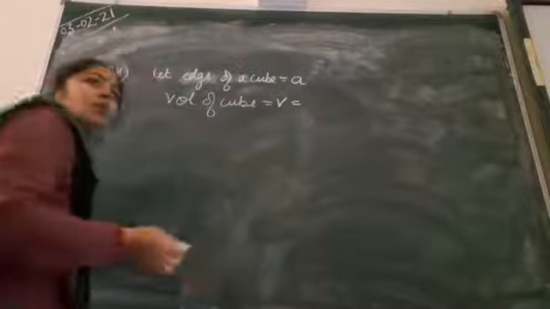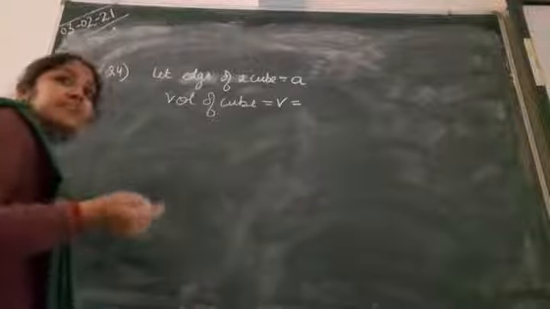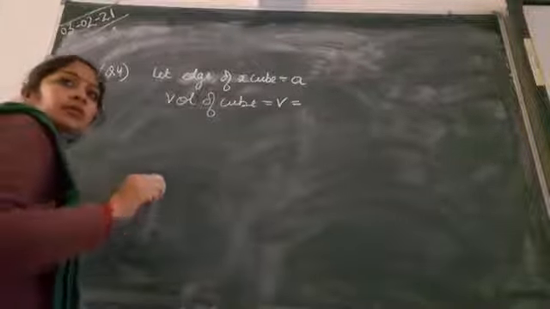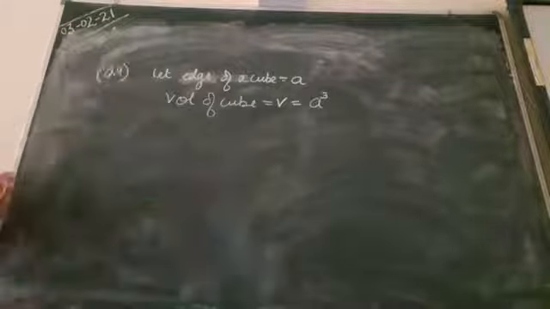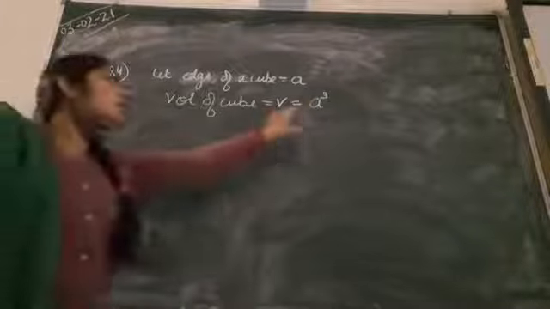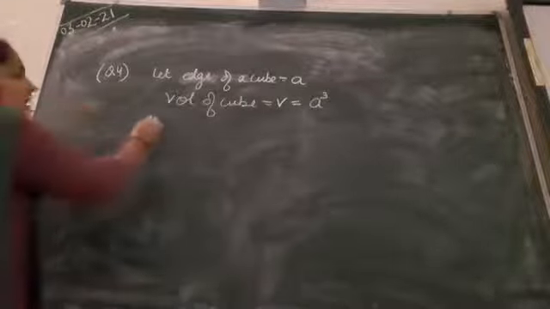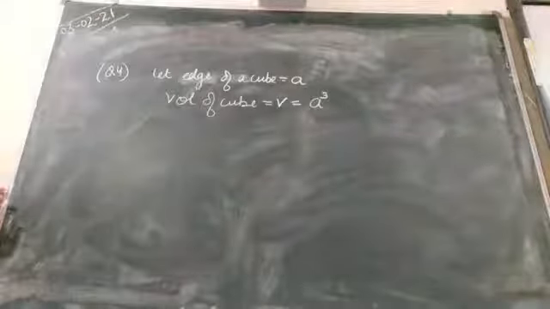What is the formula of volume? Length into breadth into height is for cuboid. What about cube? A cube. Very good. So volume of cube is A cube. So V is equal to A cube. Right? Okay. Now they are saying that edge of the cube will be doubled.